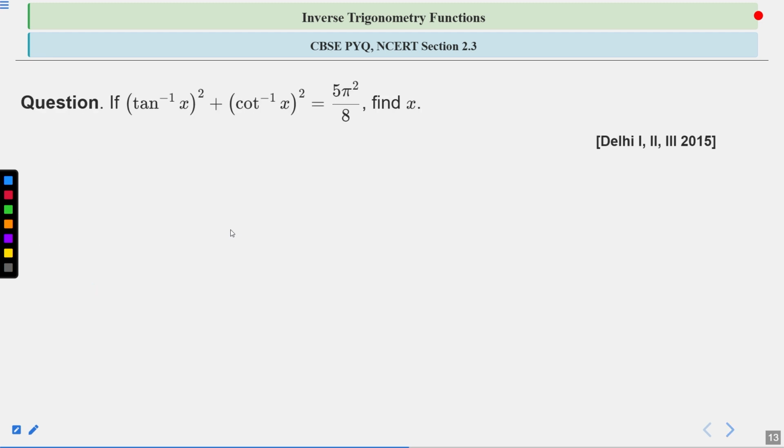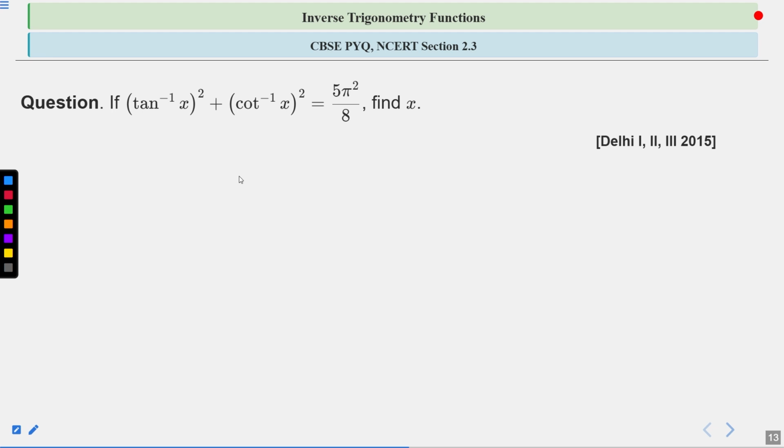Next question says if tan inverse x whole square plus cot inverse x whole square is equal to 5 pi square by 8, find x, right? If tan inverse x square plus cot inverse x square is equal to 5 pi square by 8, then we basically have to find x, right? So how can we find the value of x?